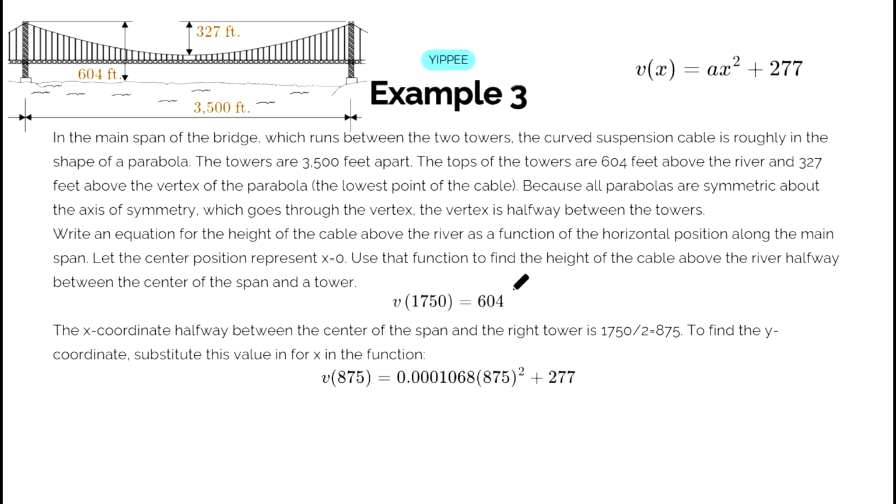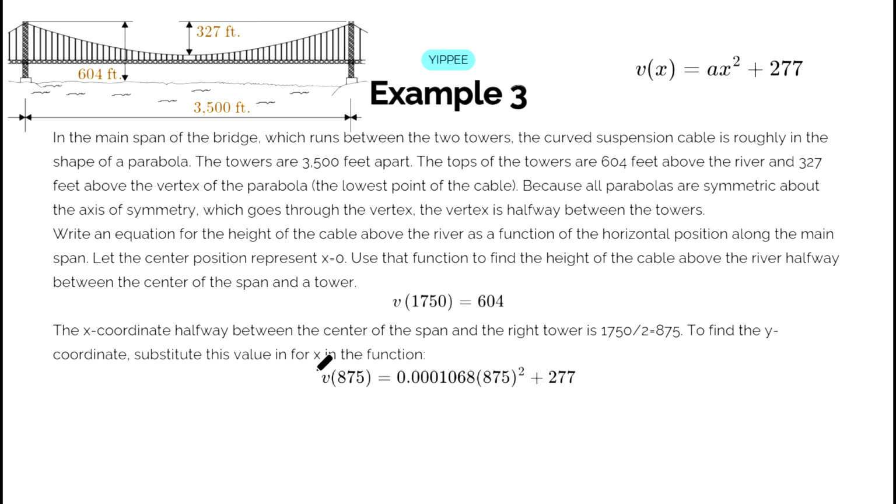The x-coordinate halfway between the center of the span and the right tower. We did that. I think let's substitute this value in for x. So we got that. Okay, we got the 604. So now they want to know the halfway point. Okay, we figured out the halfway point between this center point and the tower. I'm guessing all the way to the water was 875 because it's 1750 divided by 2.